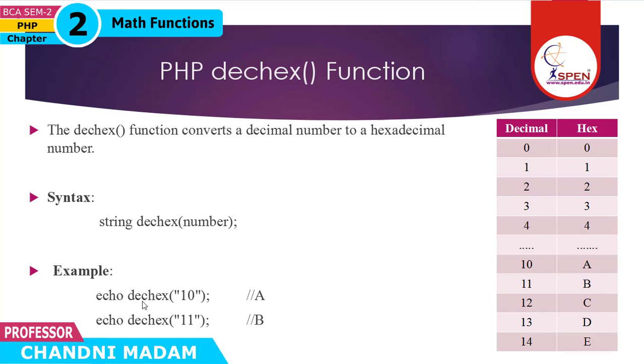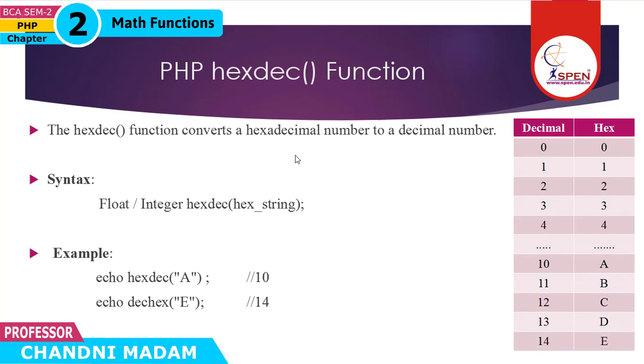So here is the example. Here we will pass 10. So 10 is your decimal number, and after converting it will give a. Here we will pass 11. So here 11 is your decimal number, and its hexadecimal number is b.